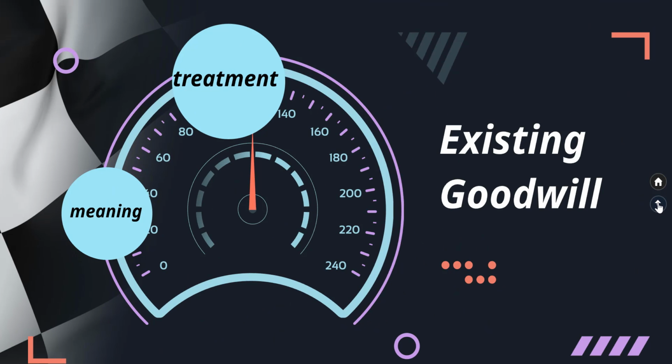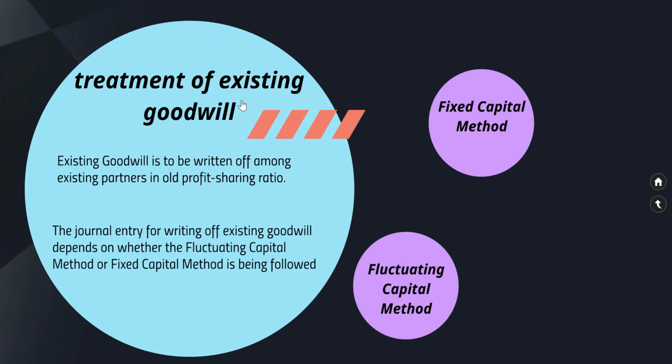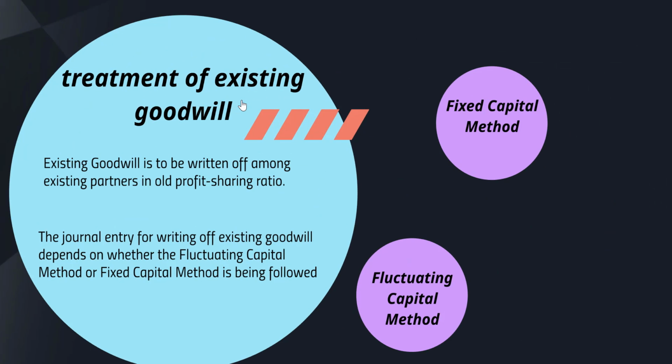Now, what is the treatment for this existing goodwill that already appears in the books? Treatment of existing goodwill: existing goodwill is to be written off among the existing partners in old profit sharing ratio. We'll see the journal entry for writing off this existing goodwill.